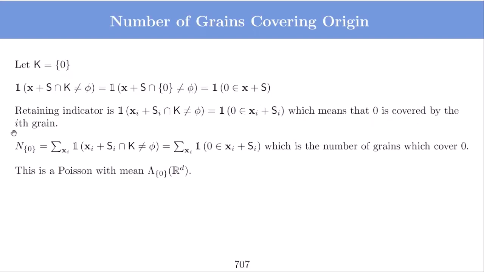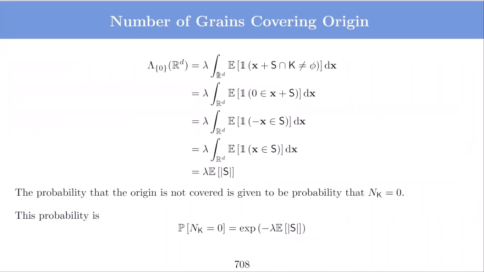Okay, so if I compute N0 here, what I will get is the total number of grains which cover 0. And from the previous result, we know that the total number of grains covering the origin is a Poisson random variable with mean lambda 0 RD. How do I compute this lambda 0 RD? You can go through the derivation, or we can use the direct result that lambda E Minkowski sum of S bar and K, where K here is only the origin.